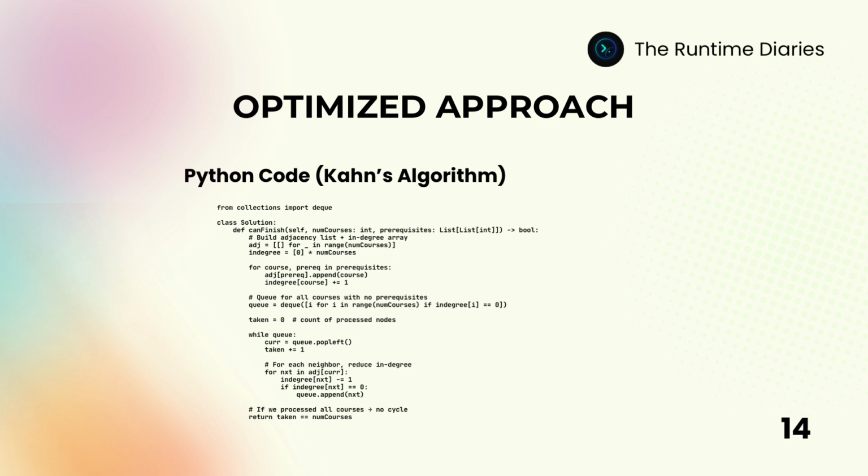Finally, count how many courses you processed. If you processed all of them, there's no cycle. The graph has valid topological ordering, so you return true. If some courses remain unprocessed, they're stuck in a cycle. Return false. The time complexity here is O(V + E). We process each node and edge once. The space complexity is O(V) for the indegree array and queue.